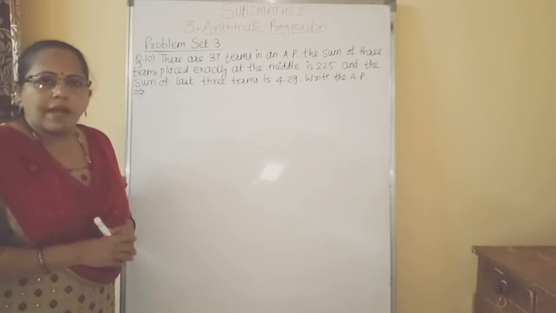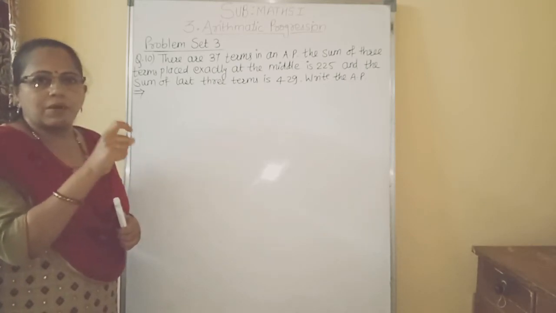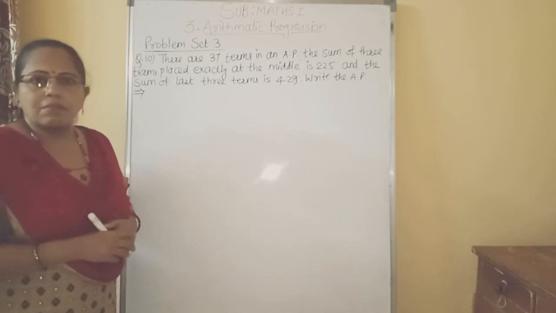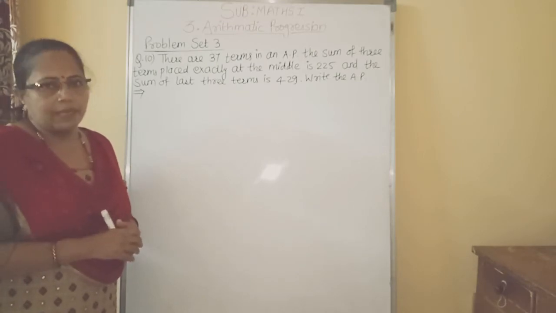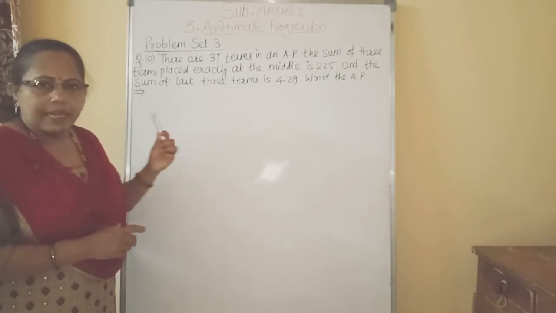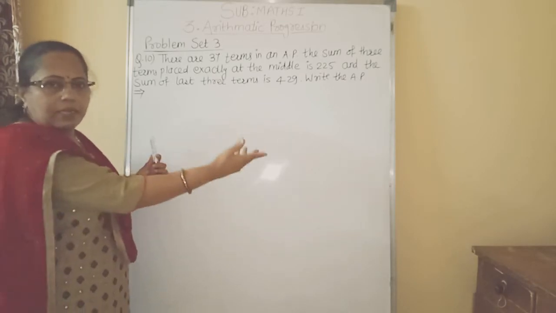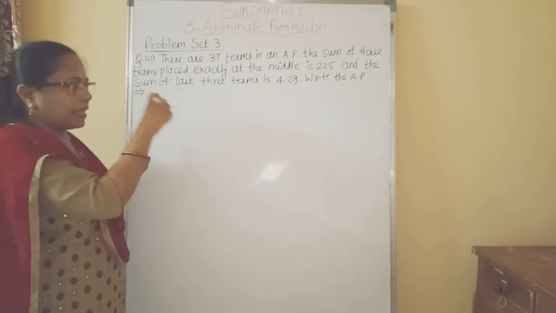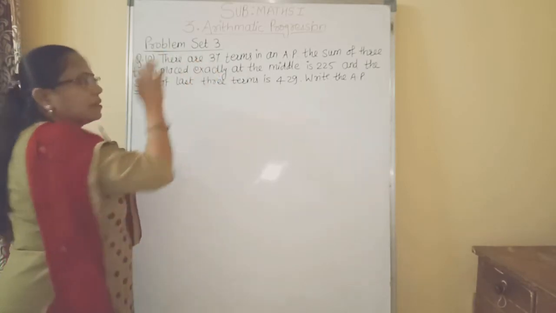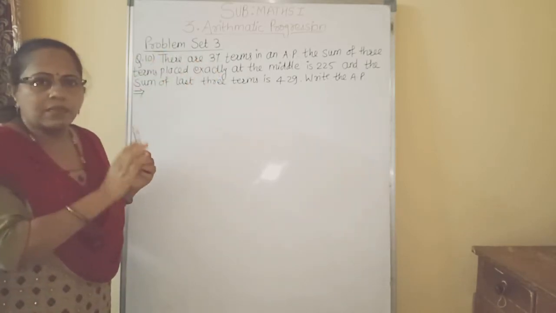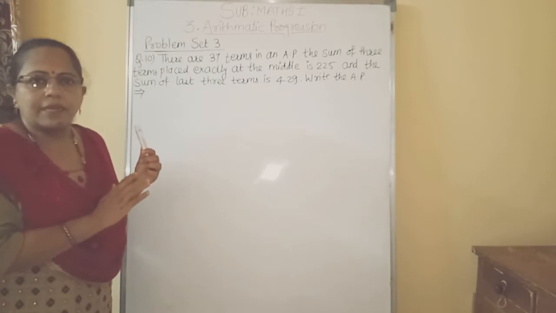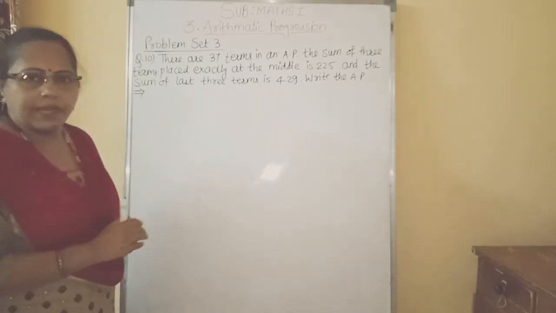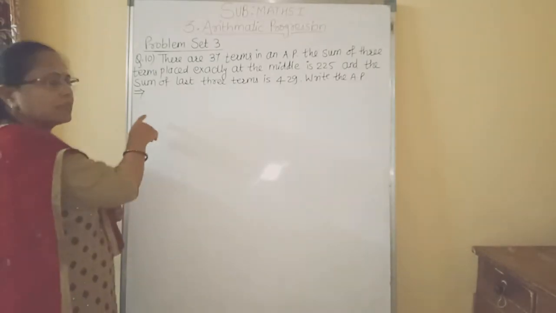If you find out the exact middle term of that 37 terms, so 19th term is the exact middle term. 18 terms on left side and 18 terms on right side. So 18 plus 18, 36, and that 19th term makes 37. That means which terms are exactly the middle terms? 18th, 19th and 20th. Okay, so let us start the solution.